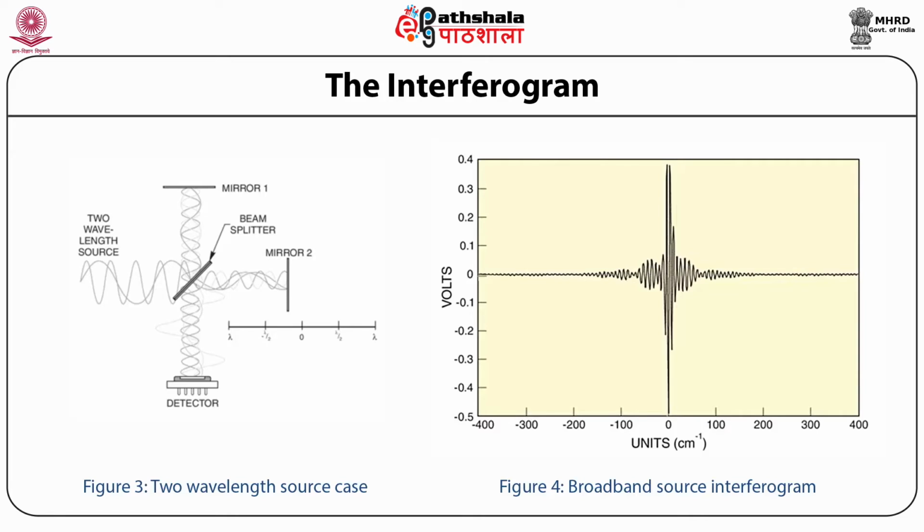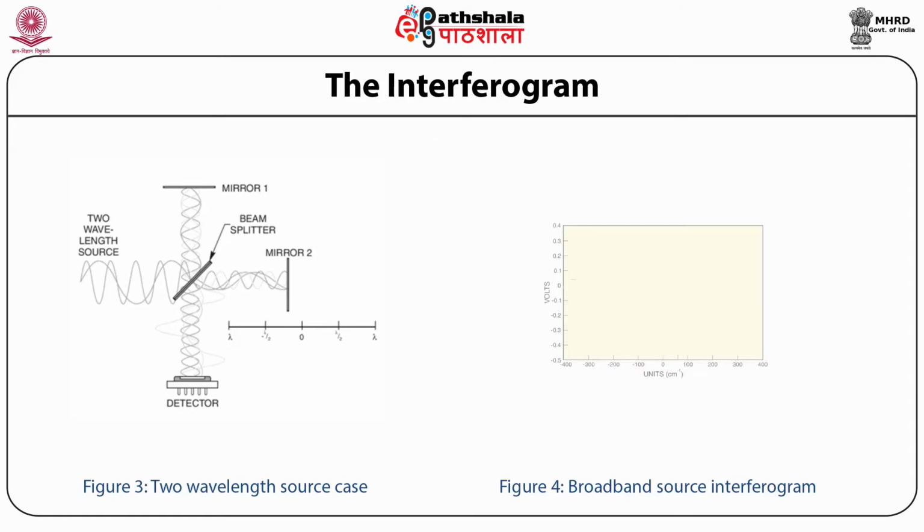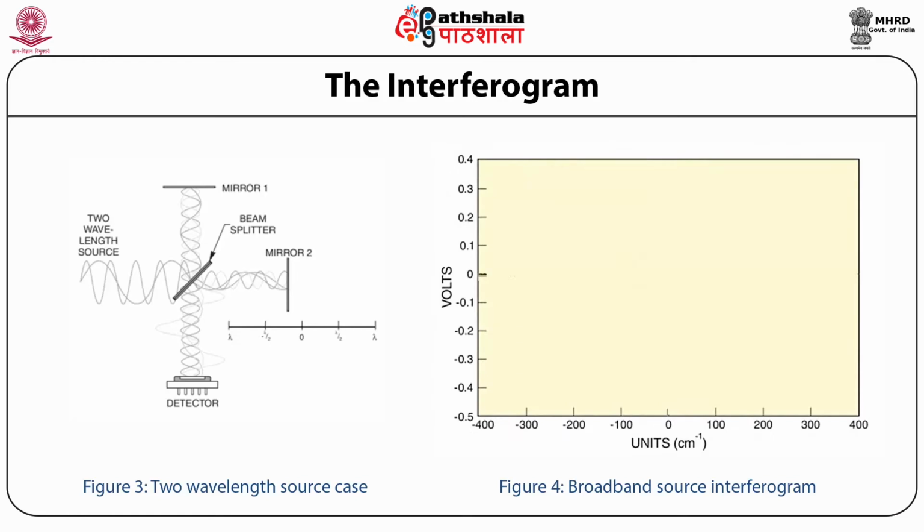The center burst. The big spike in the center of this figure is a telltale signature of a broadband source. Its origin lies in the fact that all wavelengths are in phase at the ZPD. Therefore, their contributions are all at maximum, and a very strong signal is produced by the system's detector.